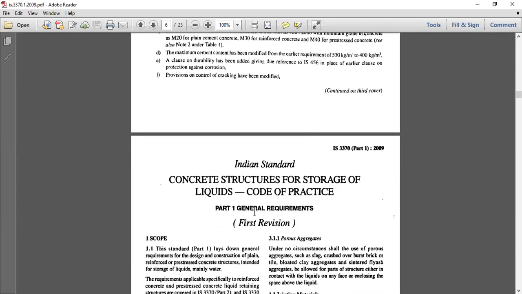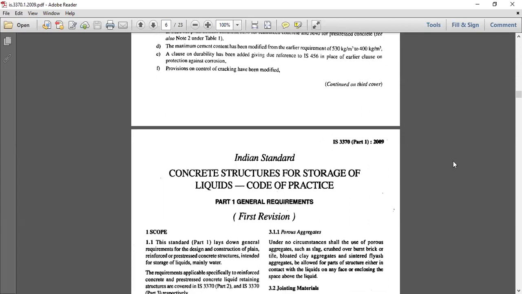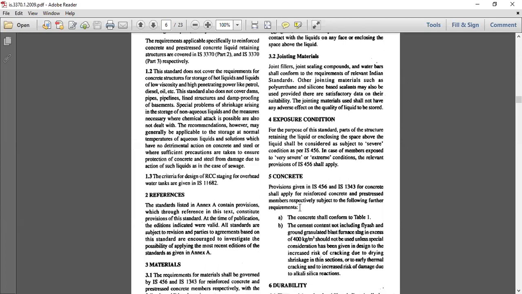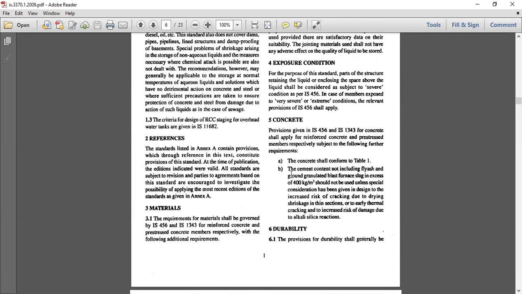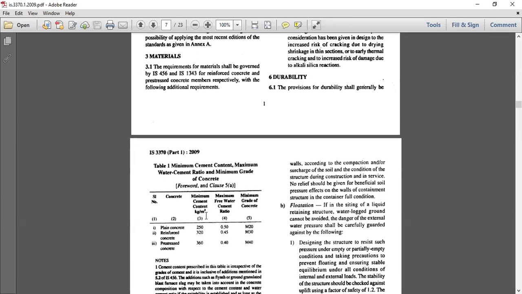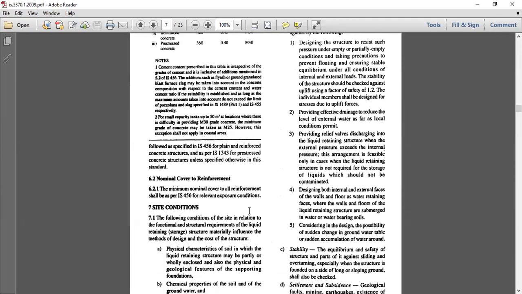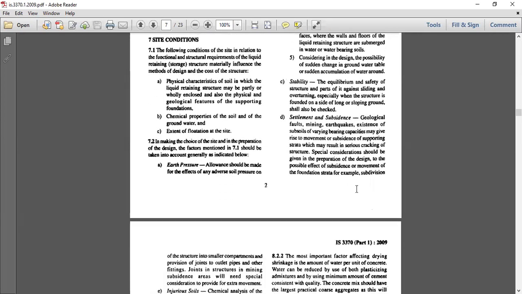Okay, concrete structures for storage of liquids, general requirements. So in this you will see everything. Okay, materials, what are the materials, what are the specifications, minimum cement content, nominal cover to the reinforcement, site conditions. Okay, everything you will get here.